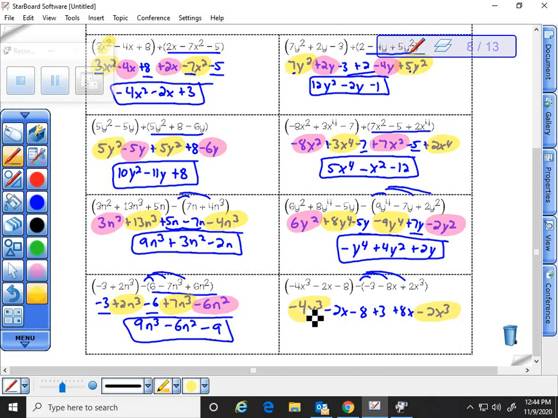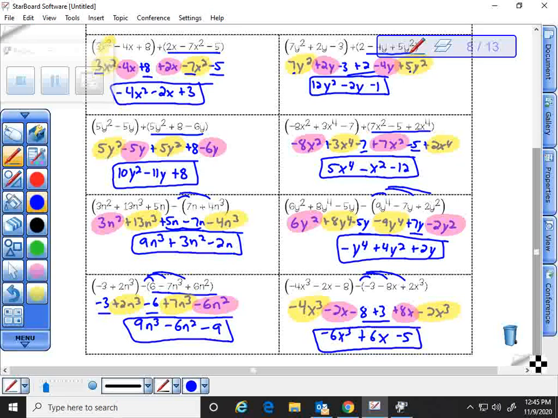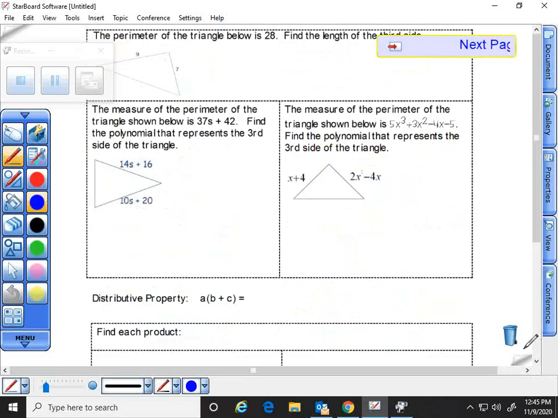Combining my x cubes, looks like I have a minus 4 and a minus 2, which is a minus 6x cubed. Combining my x's is a plus 6x. And then my numbers, minus 5. Alright, that's it for that page. Now let's look at this next page here.